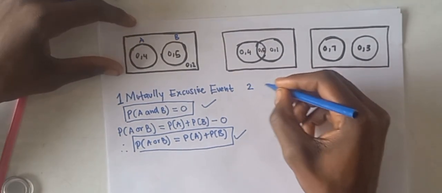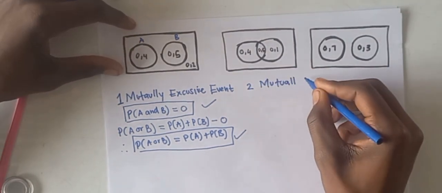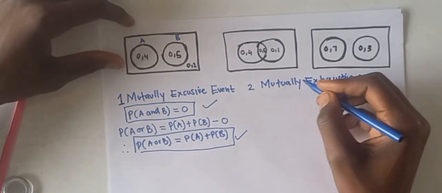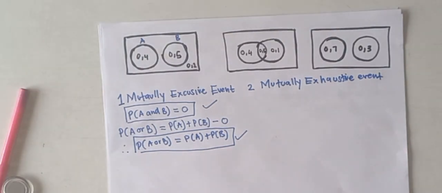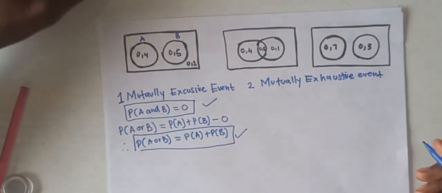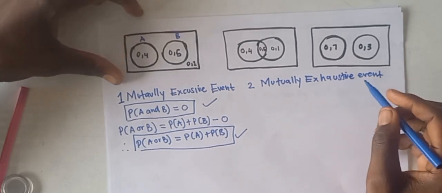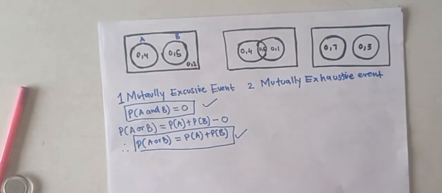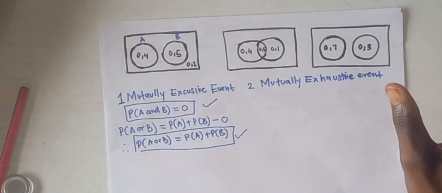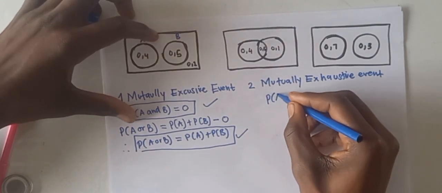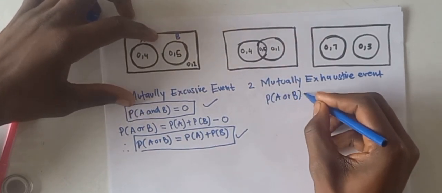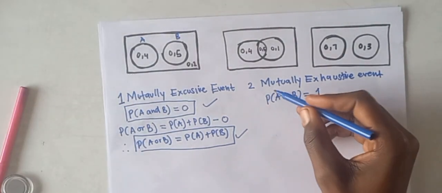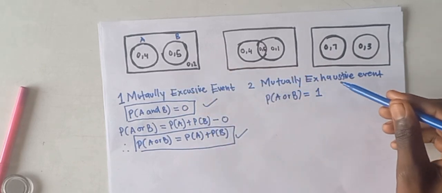Secondly, there is what we call the mutually exhaustive event. This one is very confusing to a lot of students, but it's very easy. Mutually exhaustive events are when all the possibilities inside the Venn diagram are used. What do I mean? It's when the probability of A or B is equal to 1. What do I mean when I say that for an event to be mutually exhaustive, the probability of A or B must be equal to 1?